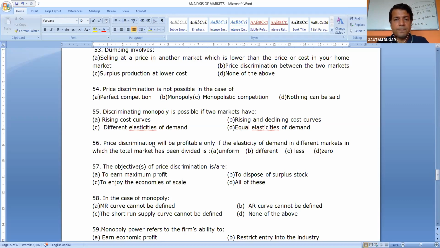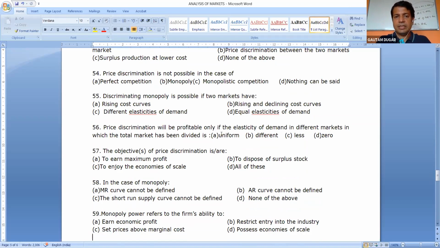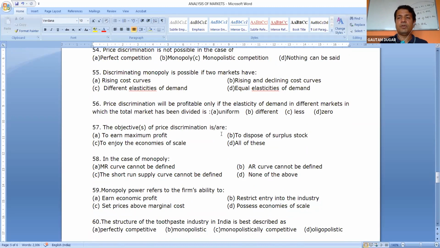55. Discriminating monopoly is possible if two markets have different elasticities of demand. If the two markets have different elasticity of demand, then price discrimination is possible. I explained that very well. We have to do it in two different markets, one having elasticity less than 1 and the other having elasticity greater than 1.